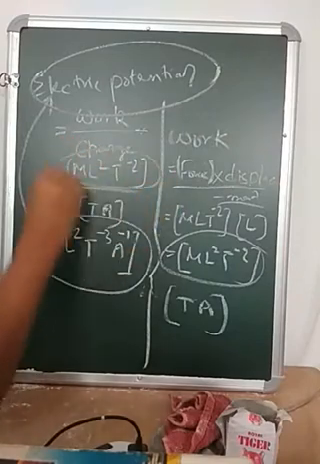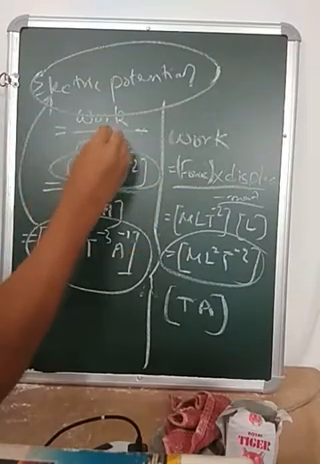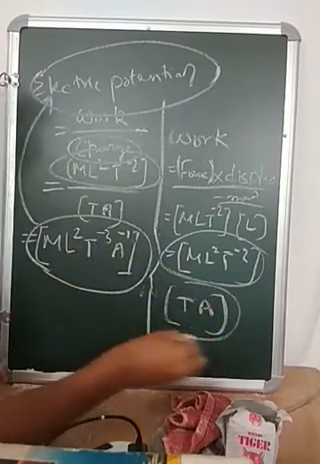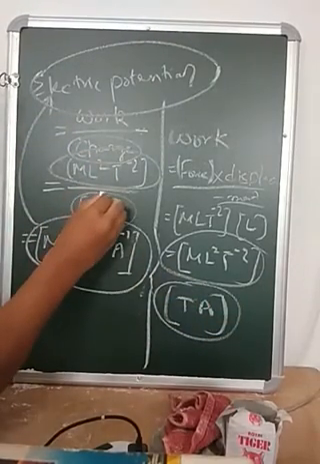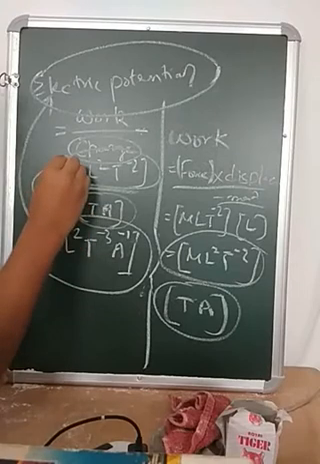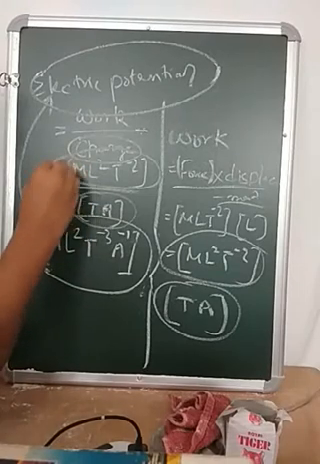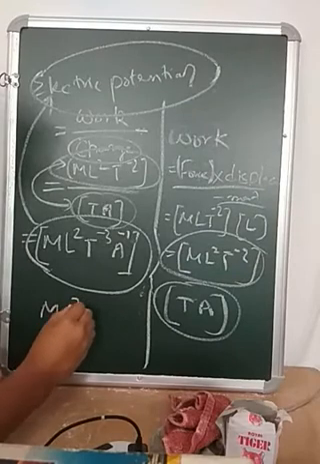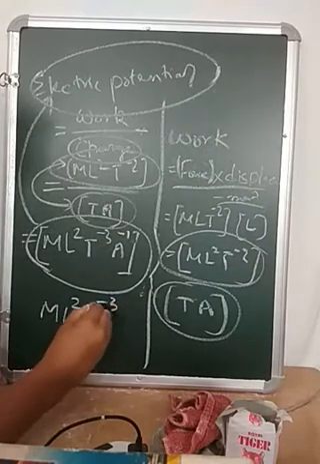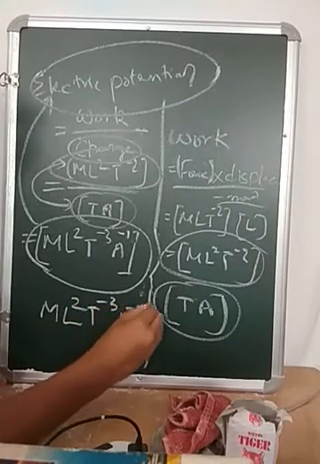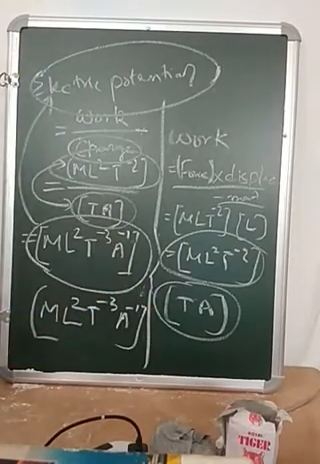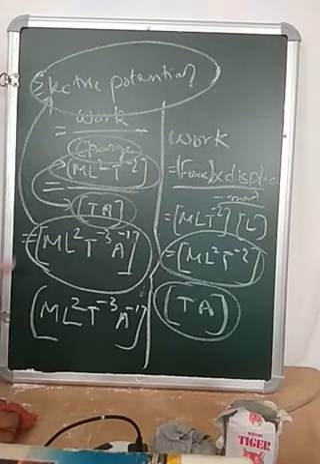We write it down here, and we have derived the dimensional formula for charge, which is T A. We write it down like this and simplify it. So we get M L square T to the power minus 3 A inverse. This is the dimensional formula for electric potential. This is how we write down the dimensional formula for any physical quantity.